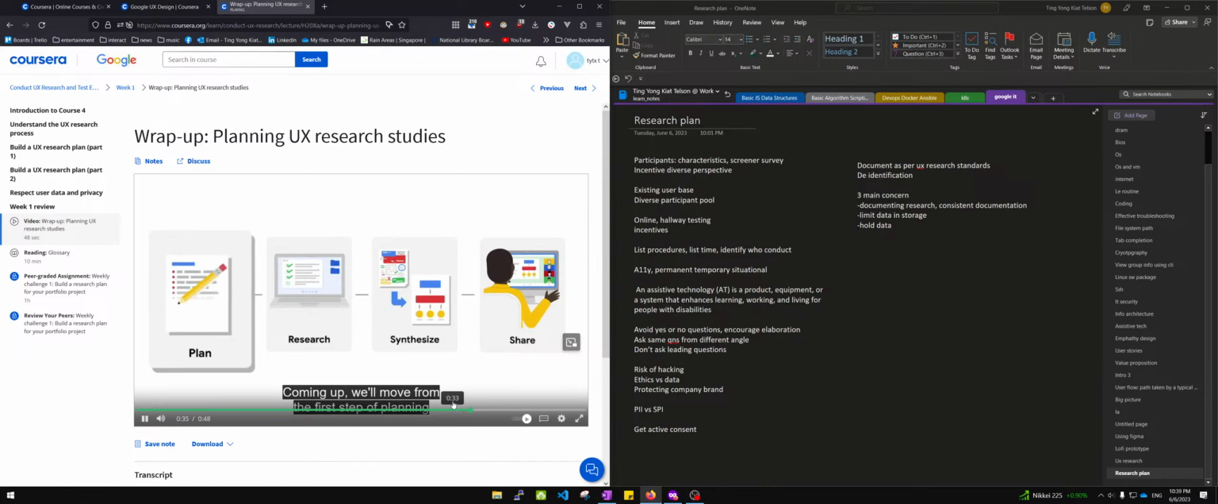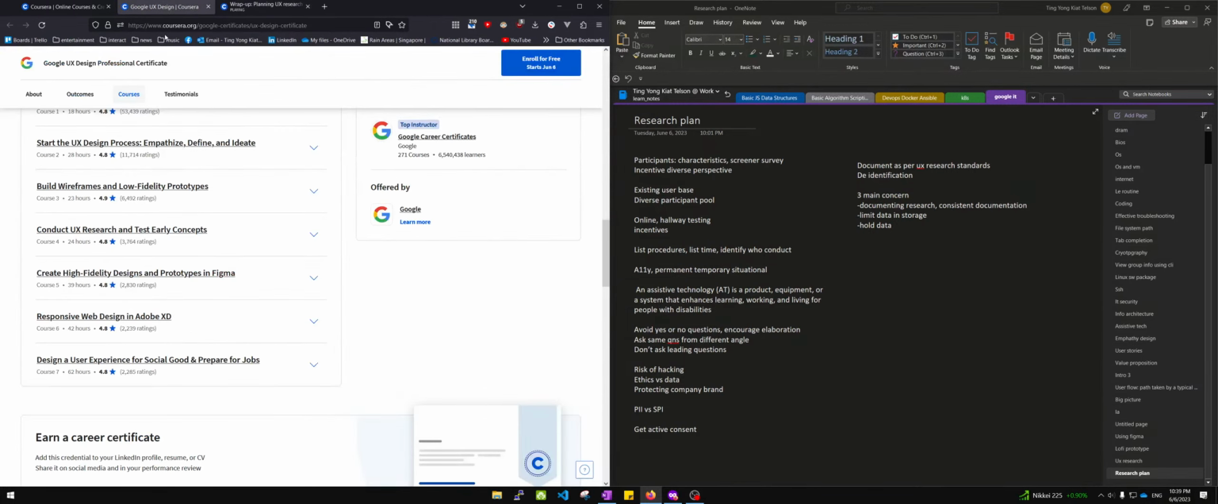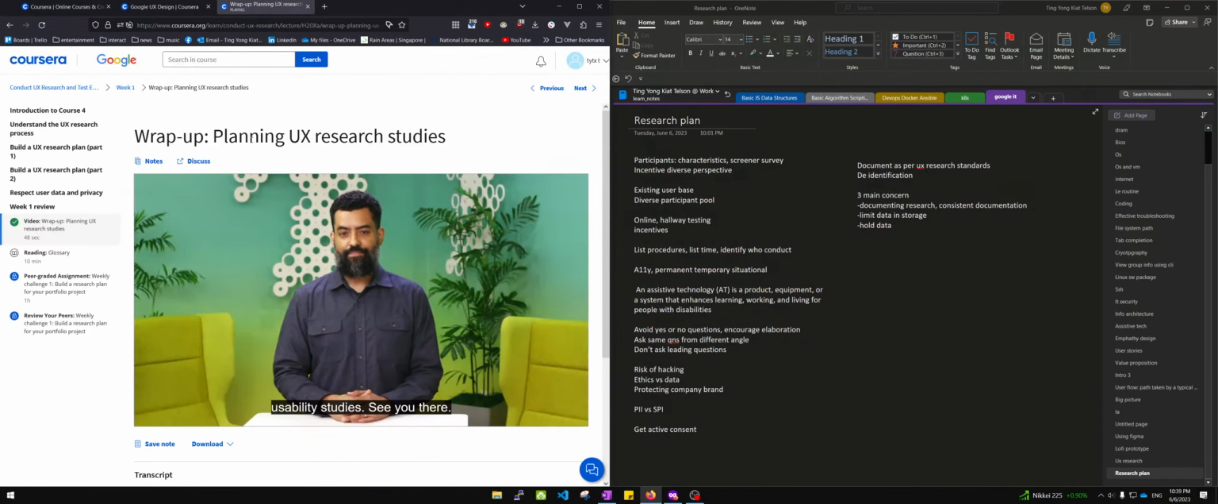Coming up, we'll move from the first step of planning a research study to the second step, conducting the research. To conduct research, we'll dig into one popular method, usability studies. See you there.